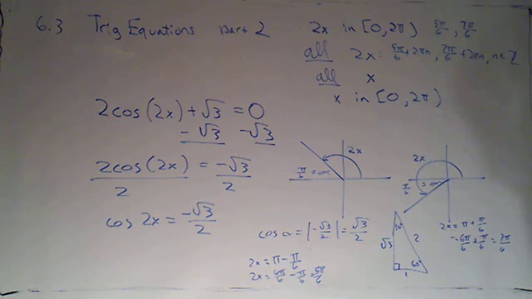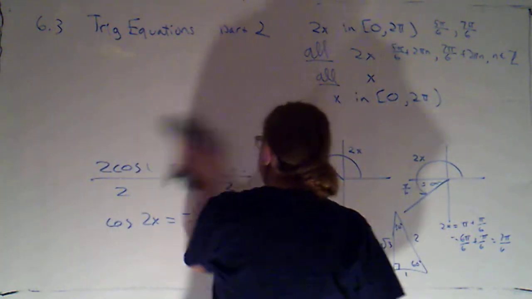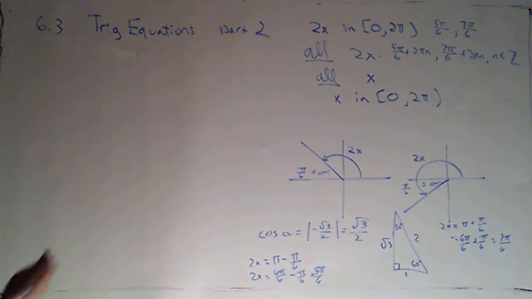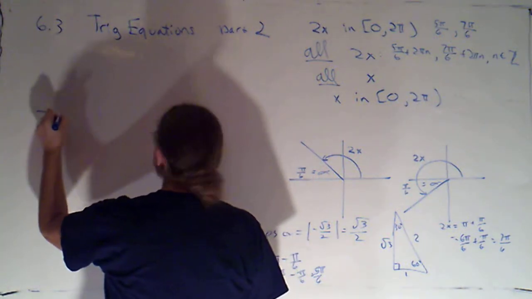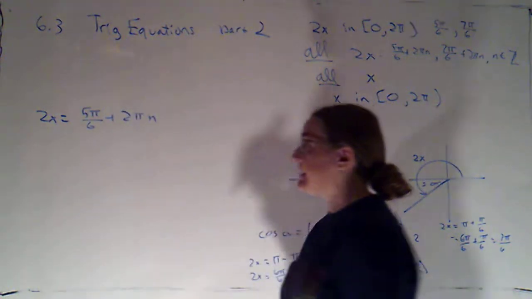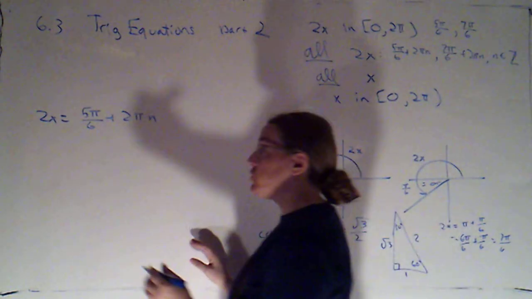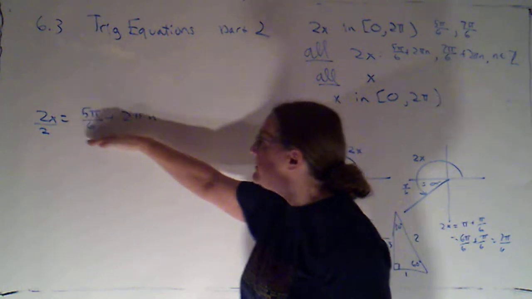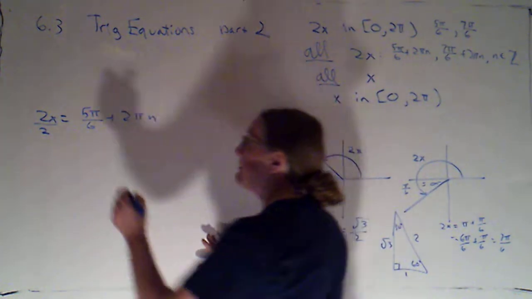Okay. So those are all of the values that we're going to get for what 2x could be. Now I'm ready to solve for x. So if 2x is 5 pi over 6 plus 2 pi n, if I want to solve for x, I just need to divide by 2. But I need to be careful because I'm not just dividing that by 2, I'm dividing the whole thing by 2, which means I'm dividing each piece by 2.